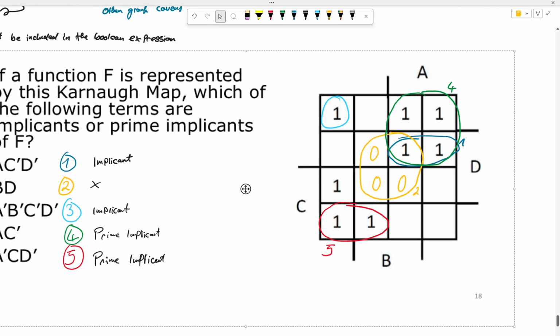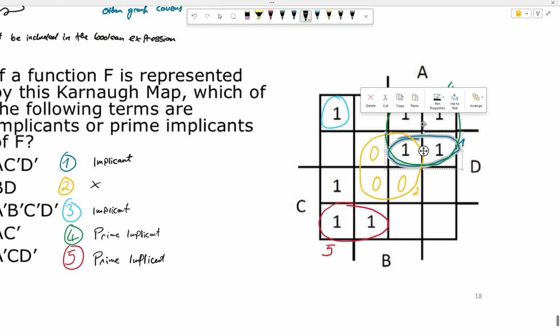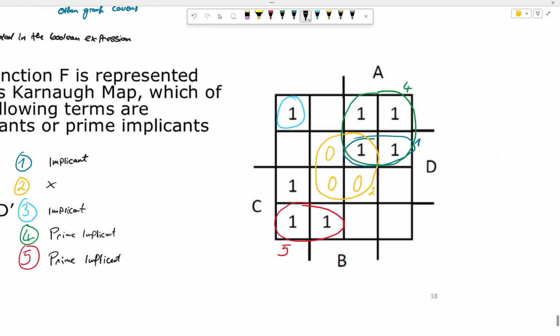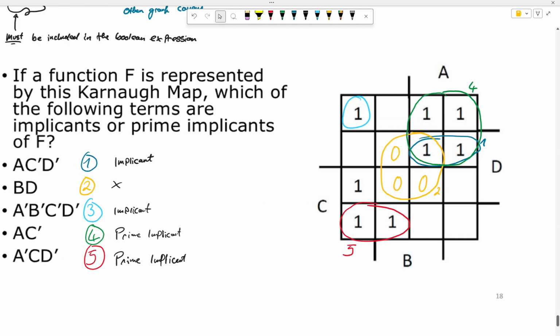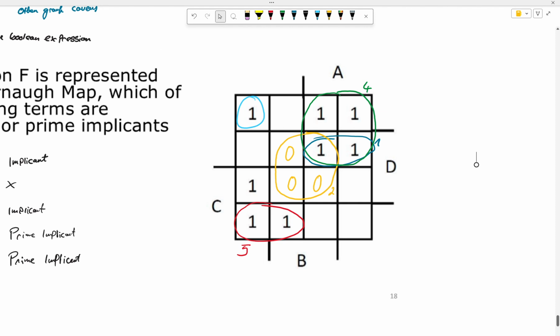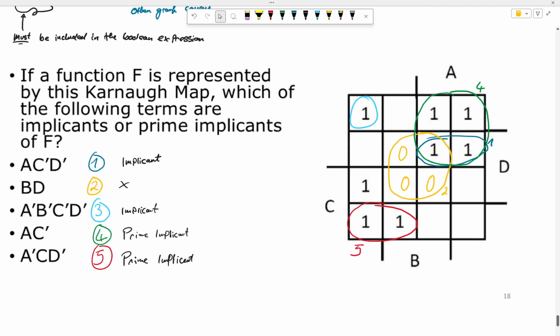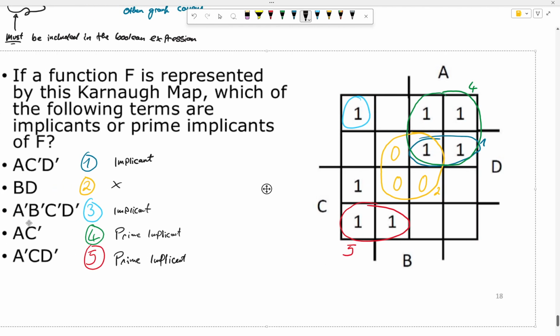Like earlier, we can determine this is an implicant as it is a group of ones that contains no zeros, but it is not a prime implicant as it does not include the biggest group of 4. So that's an implicant. Next, we have BD. BD is the yellow group here. We see that it does include a 1, however, it also includes 3 zeros. Due to the presence of zeros, it is not an implicant, so it cannot be included in the Boolean expression. Next, we have A, B, C, D all complemented, and this corresponds to this 1 up here, the top left corner. Since it is a group that contains a 1 and no zeros, it is an implicant.